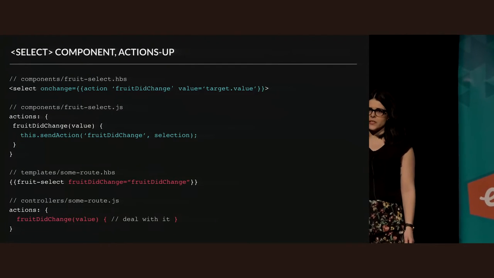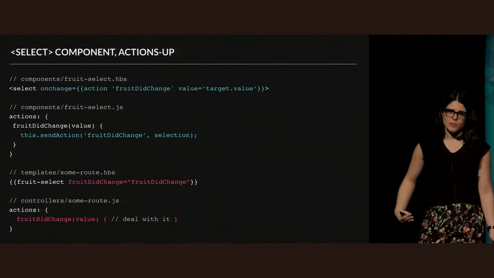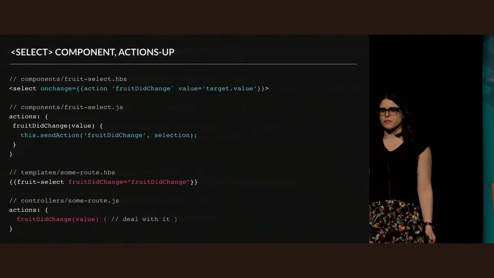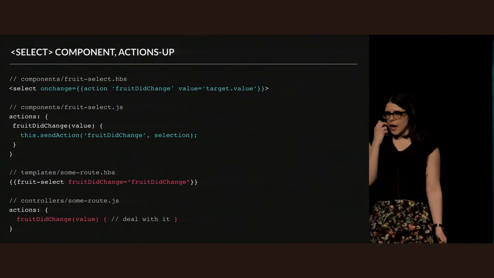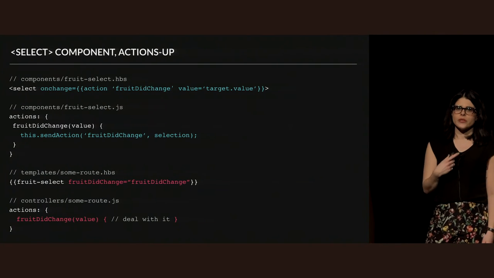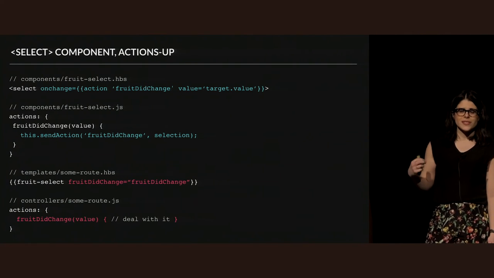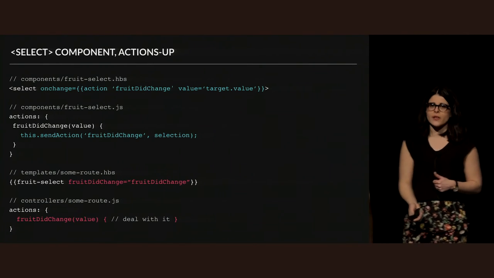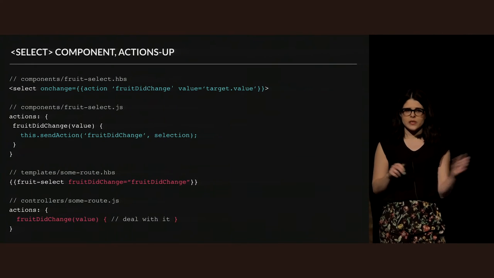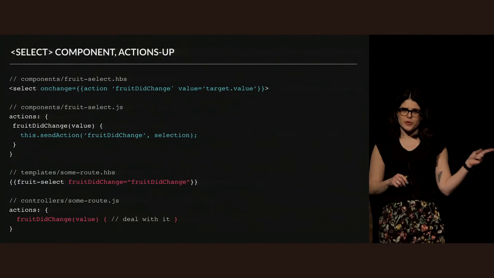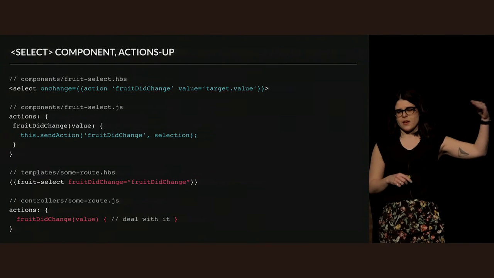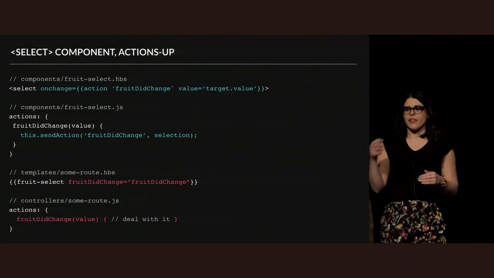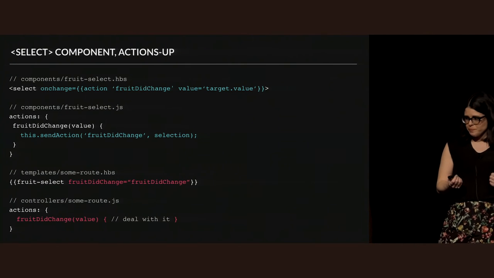And the only thing we need to do now is make sure that that action actually bubbles up out of our component. So the way that probably most of you are used to doing this is within the component, so the blue code, we're going to catch that fruit did change action again, and we're going to use this dot send action to send that up out of our component. And then wherever we're rendering the component, we need to pass in the name of the action that we want to be bubbled. So usually you just go with the same thing, because that's straightforward, and then out in that outer scope, you're going to then handle the bubbled up action.